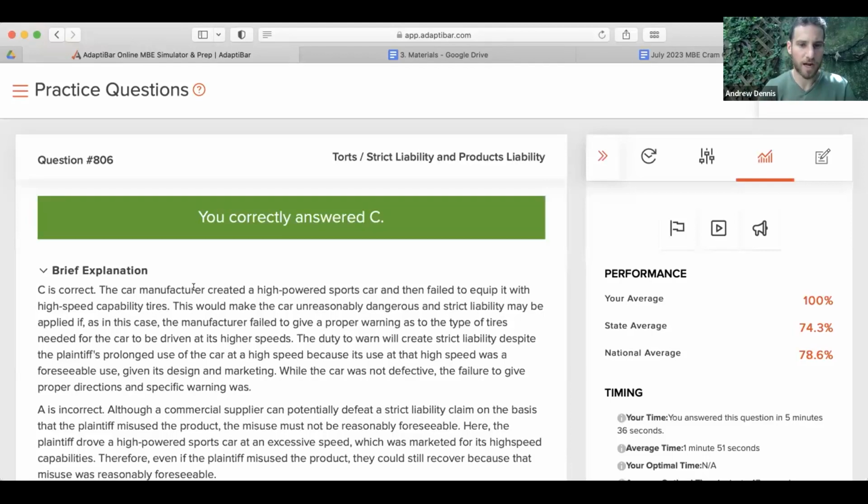So the car manufacturer created a high-powered sports car and then failed to equip it with high-speed capability tires. Yeah, that was pretty dumb. This would make the car unreasonably dangerous, and strict liability may be applied. In this case, the manufacturer failed to give a proper warning as to the types of tires needed to drive at higher speeds. The duty to warn will create strict liability despite the plaintiff's prolonged use of the car at a high speed, because its use at the high speed was a foreseeable use, given its design and marketing. While the car is not defective, the failure to give proper directions and specific warnings was.